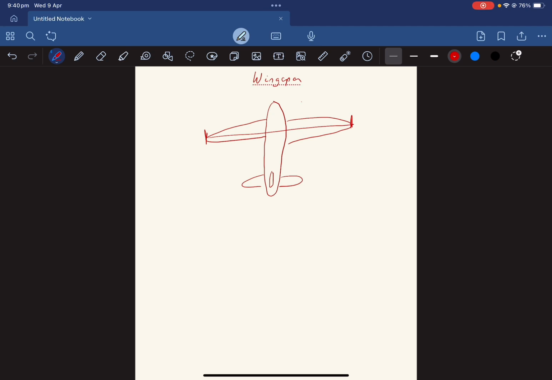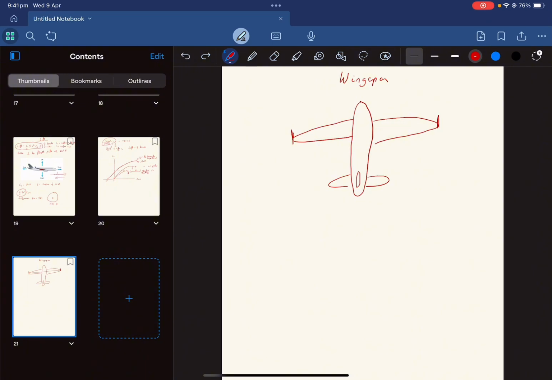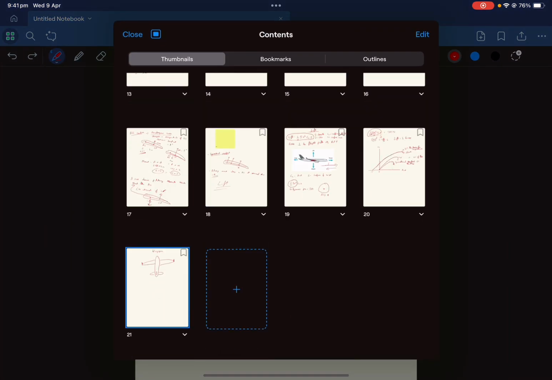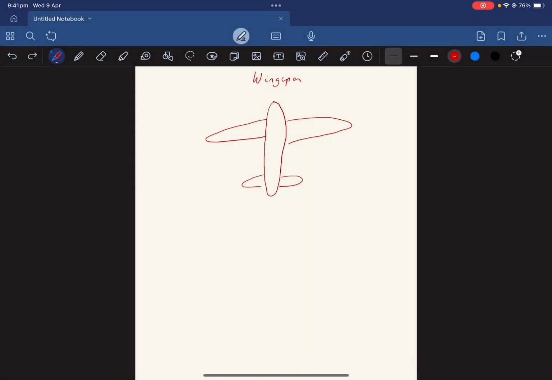All right, and then root chord. I'm going to show you root chord. So it's the length of your chord. So okay, what exactly is chord? I told you, right? The straight line joining the leading and trailing edge. So the length of the chord at the root of the wing is the root chord, all right? This length is the root chord, and this length, at the tip, is the tip chord, all right?